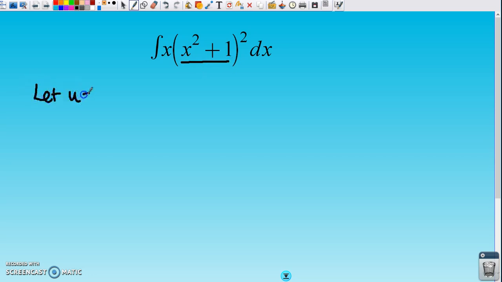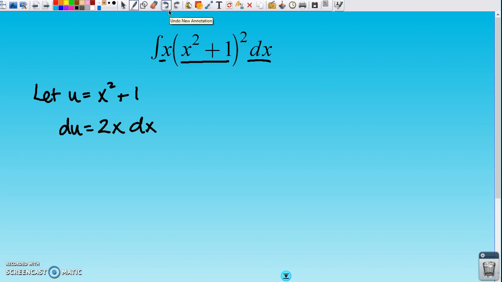So let's try. Let u equals x squared plus 1. That means du equals 2x dx. Well, I don't see a 2x dx. I have an x dx in my original integral, but I don't have this 2 right here. So what could I do with that? I need to somehow get rid of that.